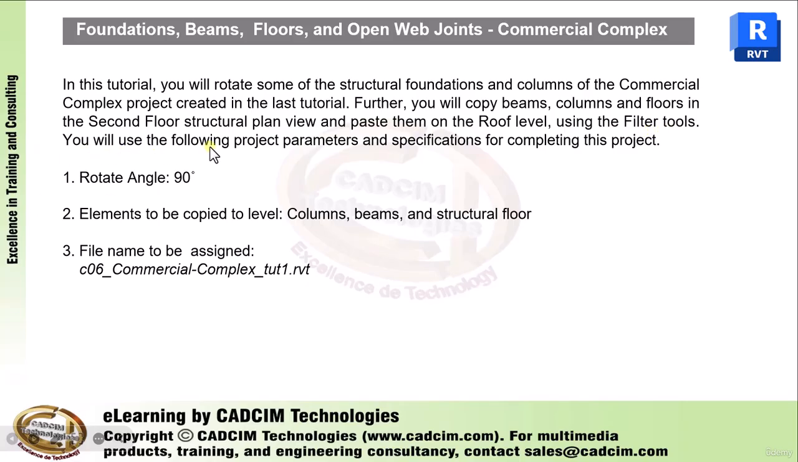You will use the following project parameters and specifications for completing this project. The first project parameter is rotate angle at 90 degree. Second one, elements to be copied to levels such as columns, beams, and structural floors. Third one, file name to be assigned as C06 Commercial Complex Tute 1.